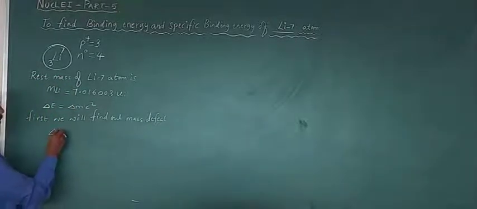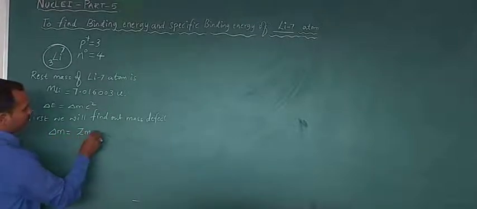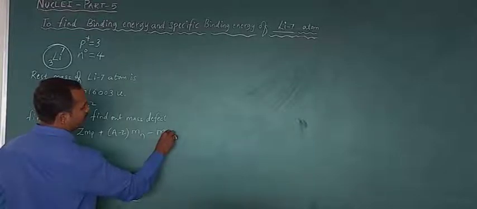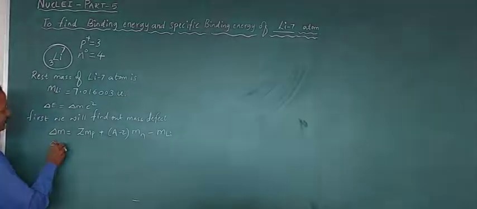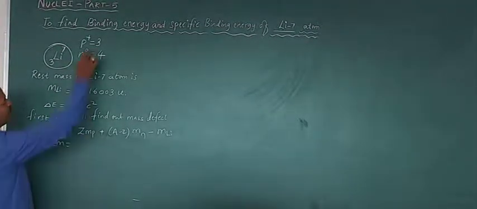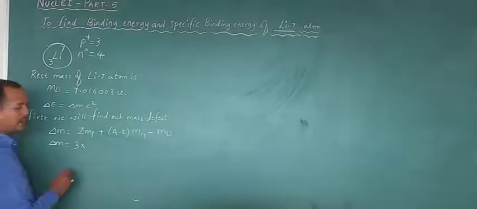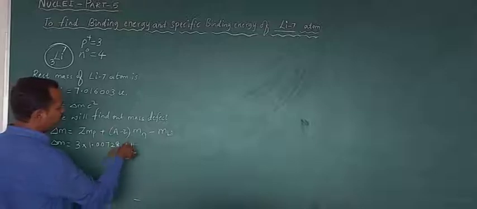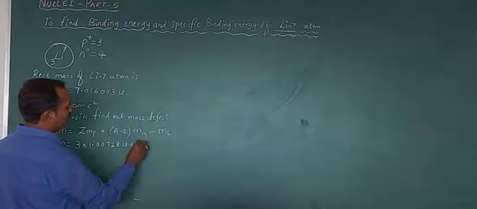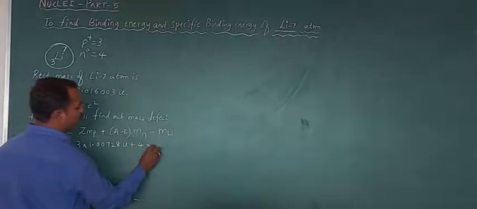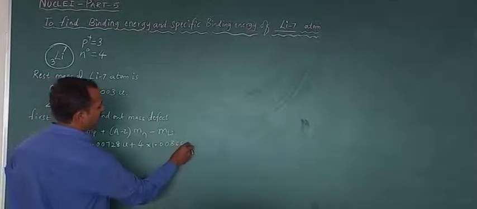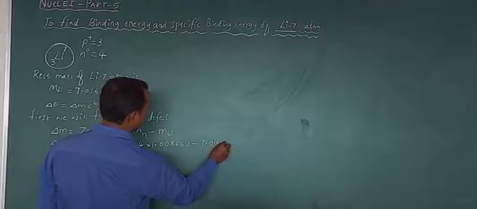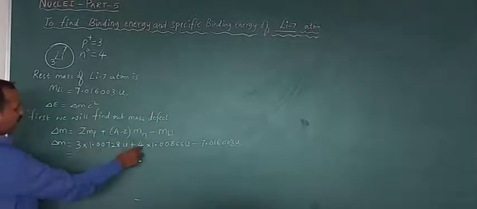To find the mass defect, we have the formula delta m equals Z times the mass of each proton, plus (A minus Z), the number of neutrons, times the mass of each neutron, minus the rest mass of the lithium atom. Z is the number of protons, which is 3. Therefore, 3 times the mass of each proton, 1.00728 units, plus 4 times the mass of each neutron, 1.00866 units, minus the rest mass of the lithium atom, 7.016003 units.